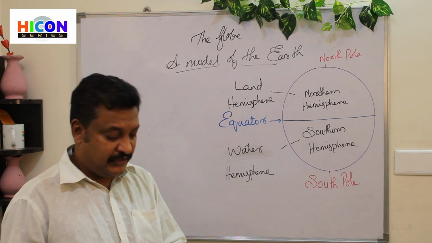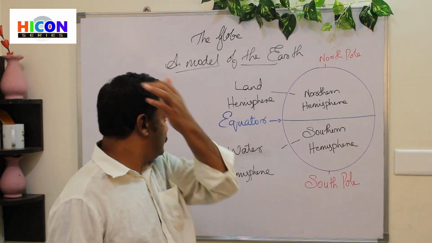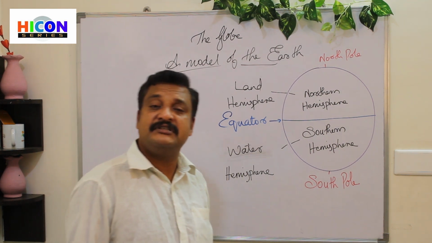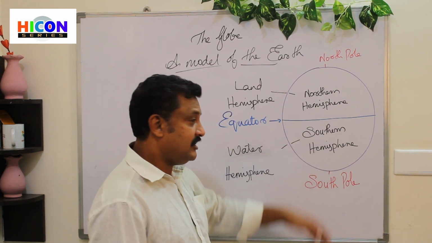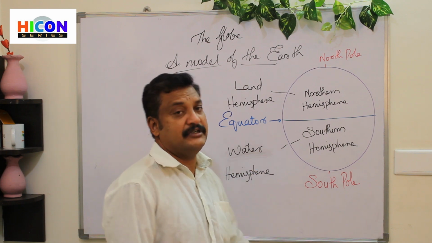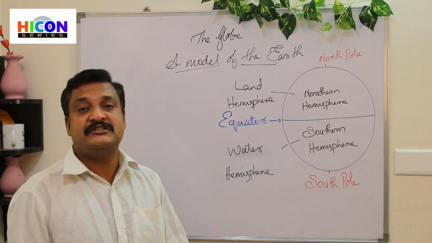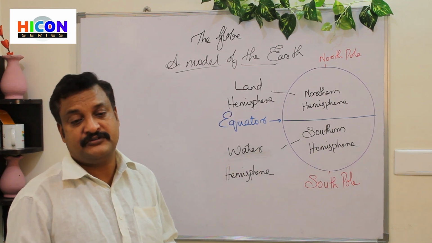Right? So northern hemisphere is known as the land hemisphere because it has most of the continental part of the world, the earth. The southern hemisphere is known as the water hemisphere because it has most of the ocean part of the world.